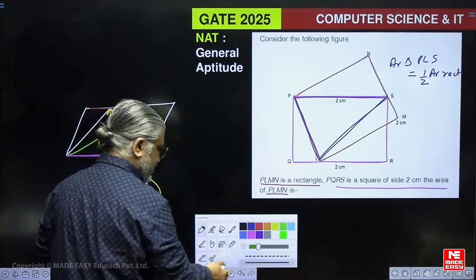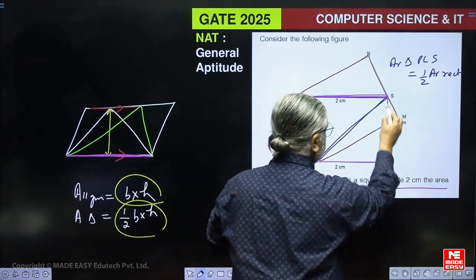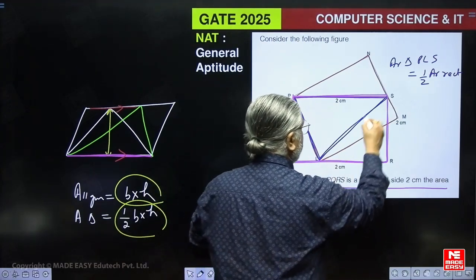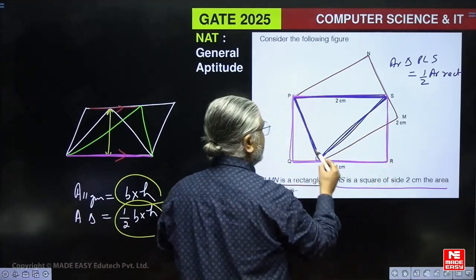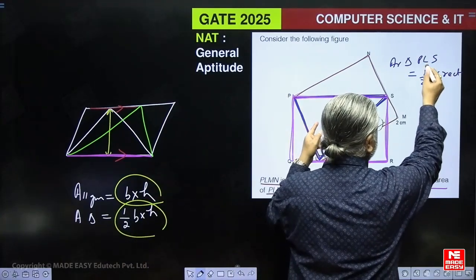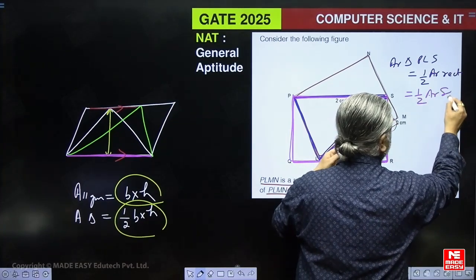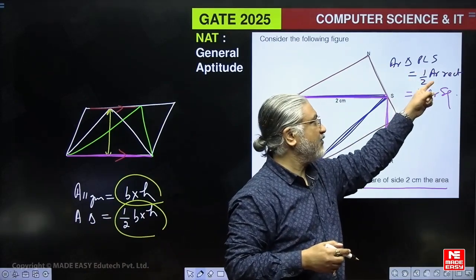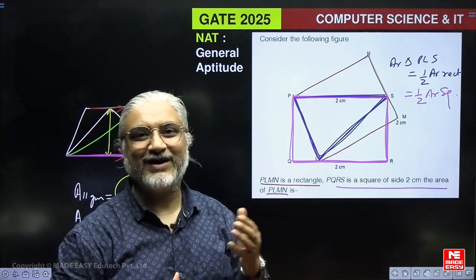Now if we see the same thing here, this pink square and the blue triangle stand on the same base and between the same parallels. So area of triangle PLS is equal to half the area of the square. So area of triangle PLS is half the area of the rectangle, and is also equal to half the area of the square. Hence the area of the rectangle and the area of the square are one and the same thing.